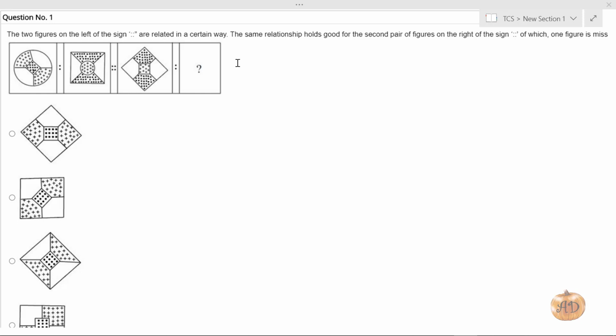So in this video I've tried to explain the concept of reasoning ability, that is the first section of the TCS NQT sample test. So let's move on to the first question.